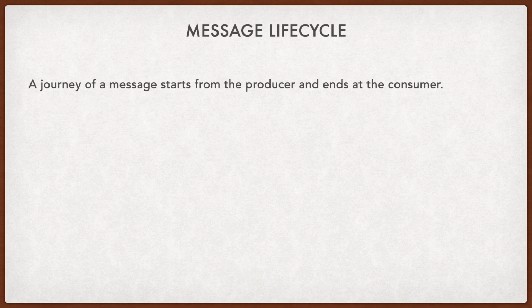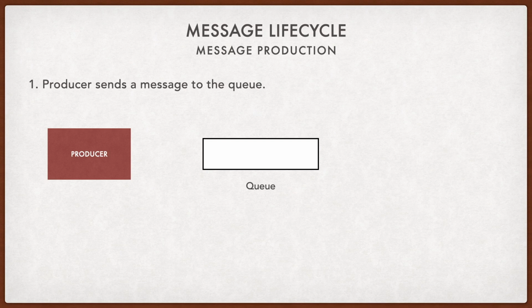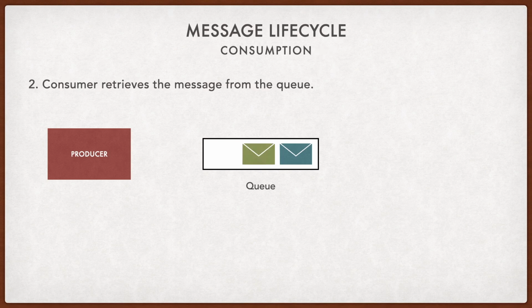Now let's look at the life cycle of a message from its origin to the end. The journey of a message starts from the producer and ends at the consumer. First, the producer sends a message to the queue. The consumer may or may not be available to consume the message at this time. So the queue keeps the message until the consumer is available. When a consumer is ready to process the message, it consumes the message from the queue.